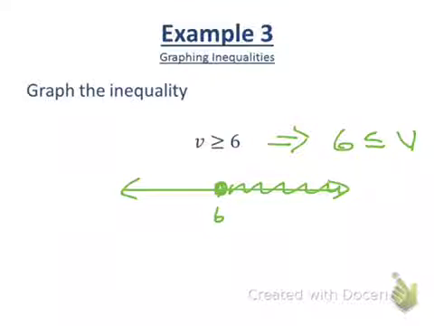I think I got it. All right. Now, what would the interval notation be for this? v is an element of bracket 6, comma, infinity, parentheses. Yes. See, it's not difficult. You're just learning to translate graphs into intervals.